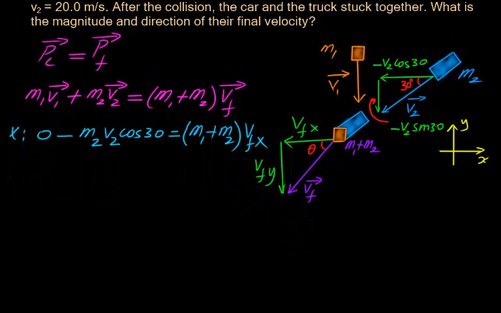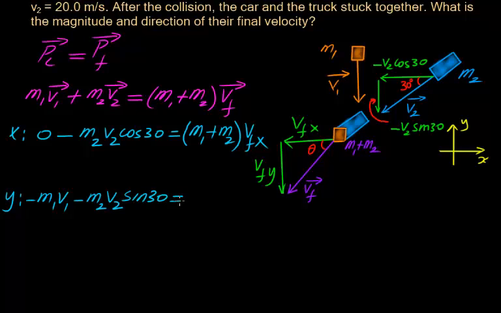In a similar way, we can evaluate the y component. The m1 v1 has a negative component because it's pointing south. The m2 v2 also has a negative component, equal to m2 v2 sine 30. That is going to equal m1 plus m2 times v final y.